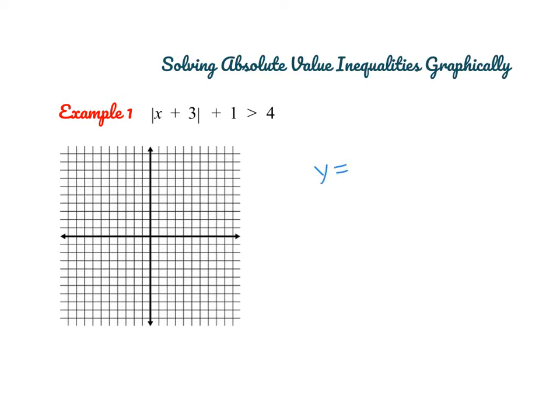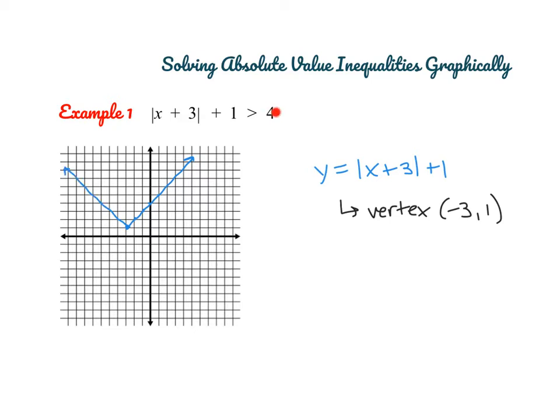Let's graph y equals the absolute value of x plus 3 plus 1. So remember, this has a vertex at negative 3, 1. So here's our starting point. And then our a value is 1, so it has a slope of 1 moving to the right. So it looks like this. And then an opposite slope moving to the left, like this.